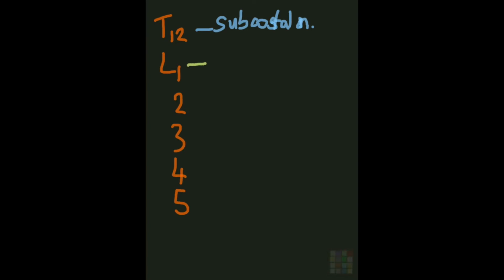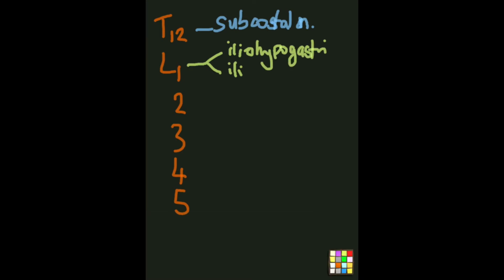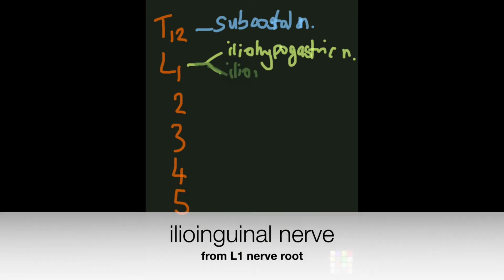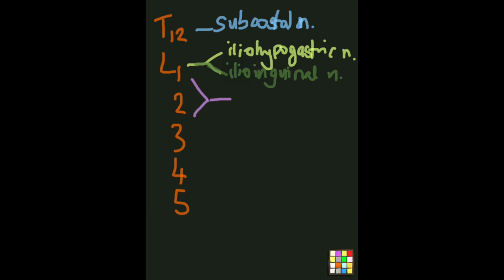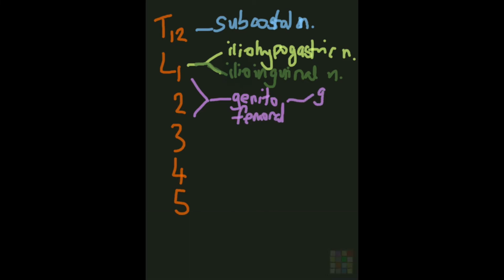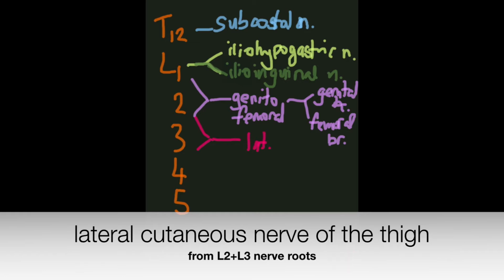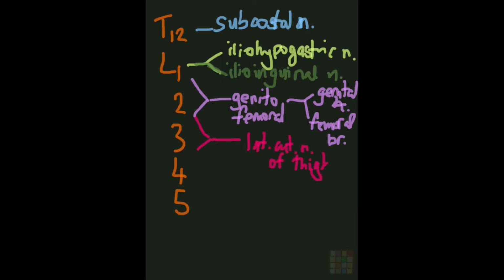The L1 nerve divides into two branches, both of which have L1 in the name, sort of. They are the Iliohypogastric Nerve, and I'll just change the colour here, the Ilio Inguinal Nerve. L1 and L2 combine to form the Genitofemoral Nerve, which then divides into a genital branch and a femoral branch. L2 and L3 combine to form the large lateral cutaneous nerve of the thigh, or lateral femoral cutaneous nerve.